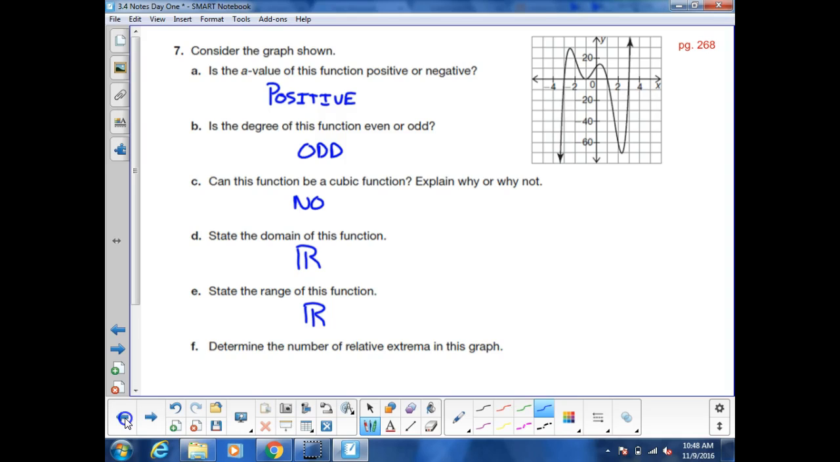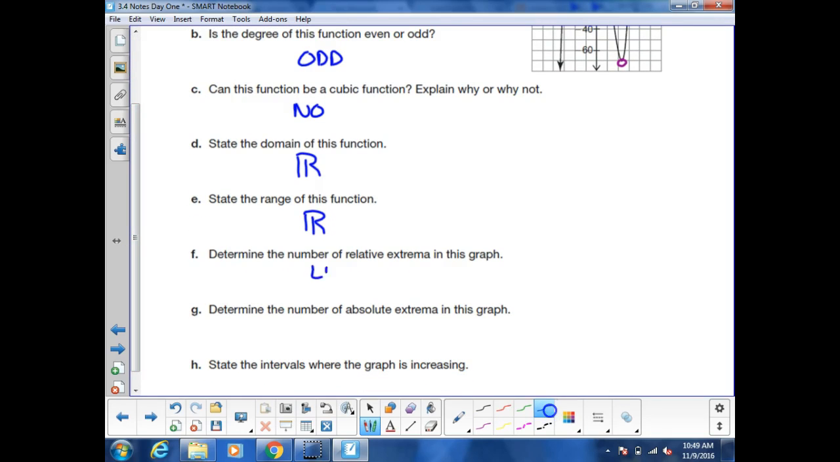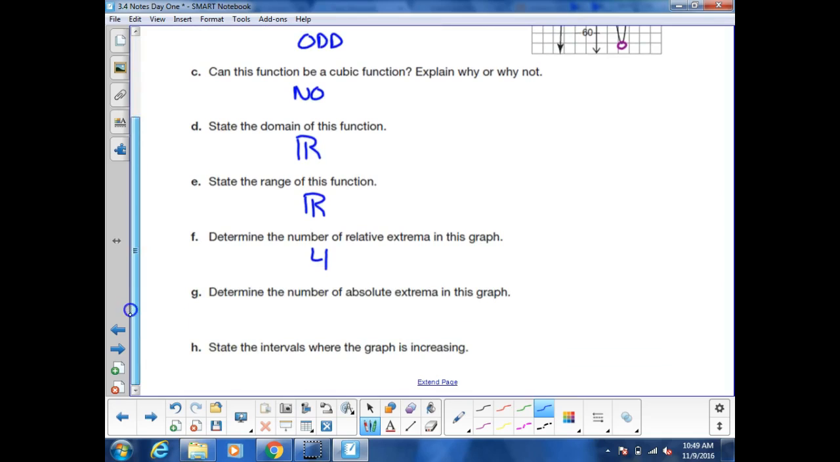Okay? Determine the number of relative extrema on this graph. I see one here. I see one here, here, and here. Those are our 4 that we identified when we were talking about the cubicness of it. Absolute extrema. None, right? Because it's an odd function. Okay, odd functions don't have absolute extrema. So none of them are absolute.